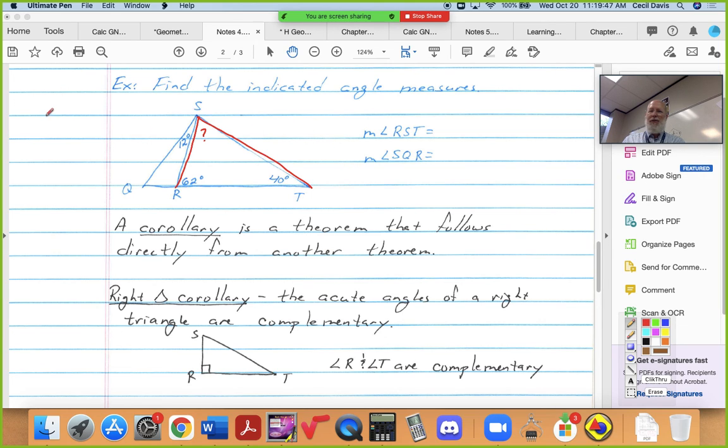So all I have to do is add these two together and subtract it from 180. So 62 plus 40 is 102. I'm going to do 180 minus 102, 78.